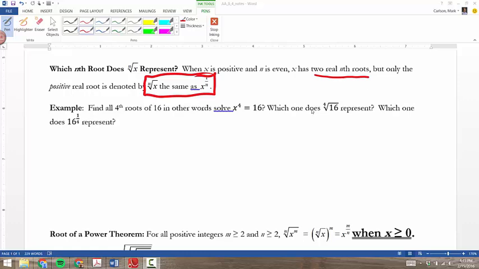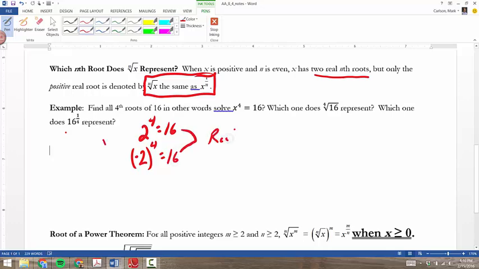So when I say the fourth root of 16, really I'm saying, what number can I raise to the fourth power and get 16? Well, I know from chapter 7 that if I take 2 to the fourth power, that is equal to 16. So if 2 to the fourth is 16, then negative 2 to the fourth, because we're talking about an even power, must also be 16. So there are my two real roots of 16.